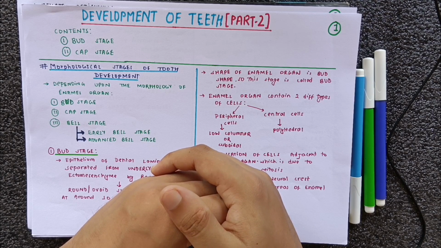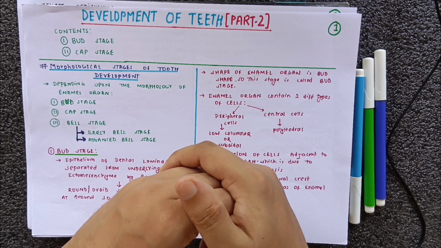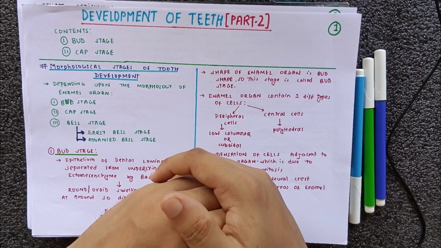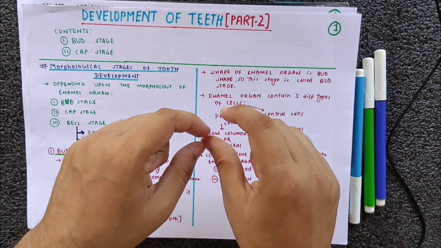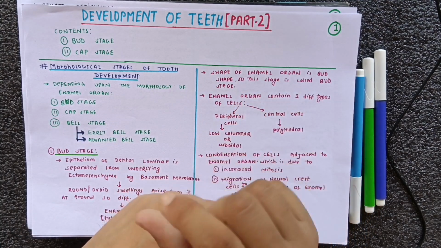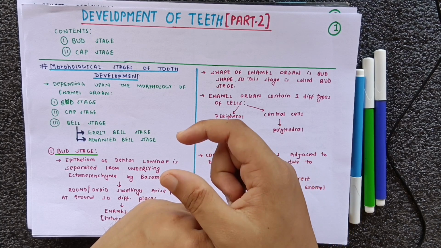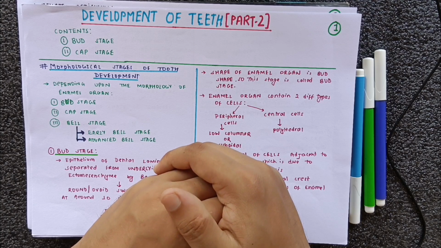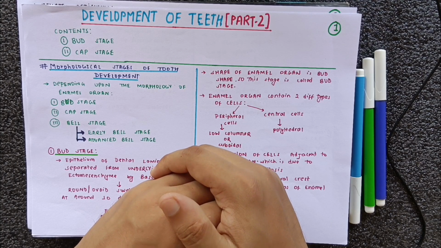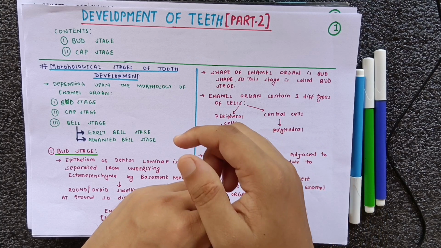Before starting today's video, I will do a small recap of yesterday's video, then start today's topic. As I told in my previous video, the primary epithelial band was formed in the ectomesenchyme. Ectomesenchyme is the connective tissue just beneath the stratified squamous epithelial layer present in the stomodeum.